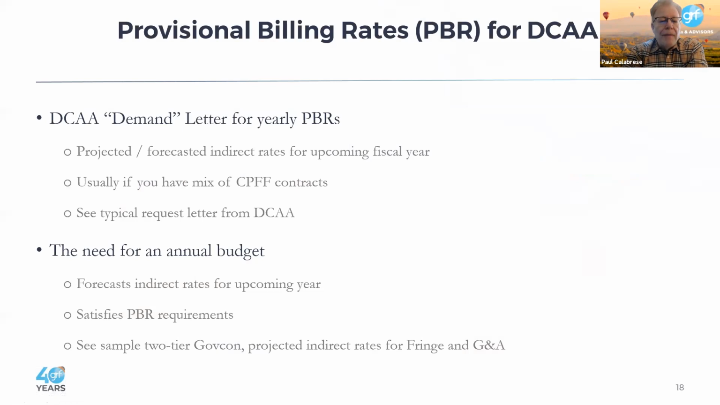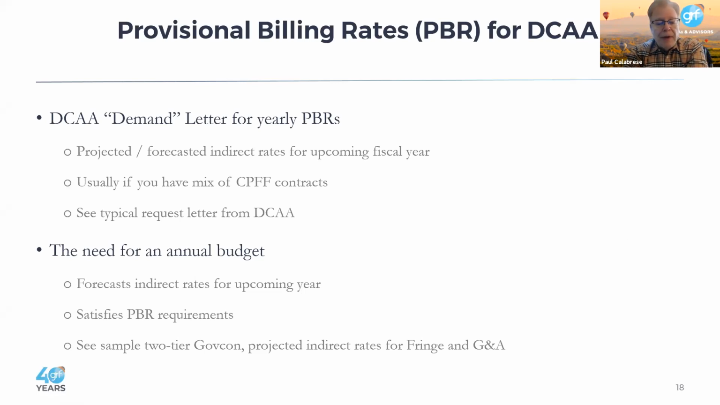So today, I'm going to be talking about, yes, provisional billing rates, but a little bit about the need for an annual budget, which would facilitate the projection of your provisional billing rates. And this is the unique part for those of you that have to deal with a cognizant agency because you have cost plus fixed fee contracts. In this situation, let's just focus on DoD with DCAA, and just the fact that they'll want to see your projected rates for the upcoming year. It's usually because you have CPFF contracts, and this will come from DCAA.